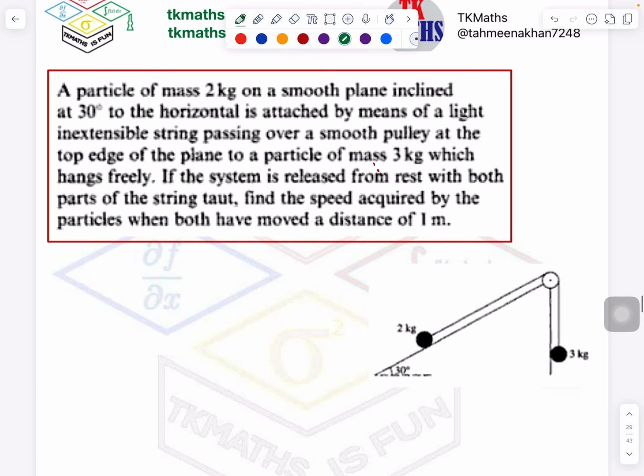Now let's see this question. If you want to try it out yourself, you can put the video on pause, else I am explaining and solving here.